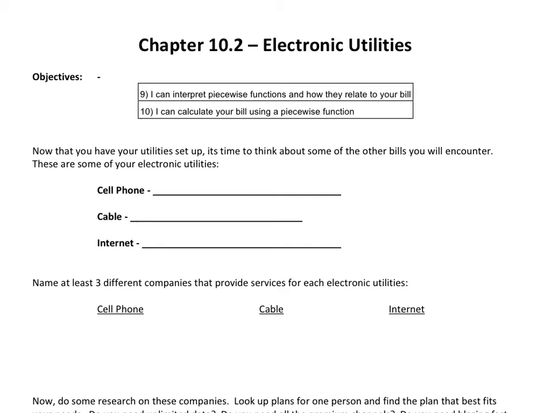To start out, I don't know why there are lines there, but you don't need to write anything for cell phone, cable, and internet in here. These are the objectives for today, the outcomes we're going to be covering. So you can expect to have an outcome quiz next class on this stuff. Being able to interpret piecewise functions, which we'll get to, and then calculating your bill using piecewise functions.